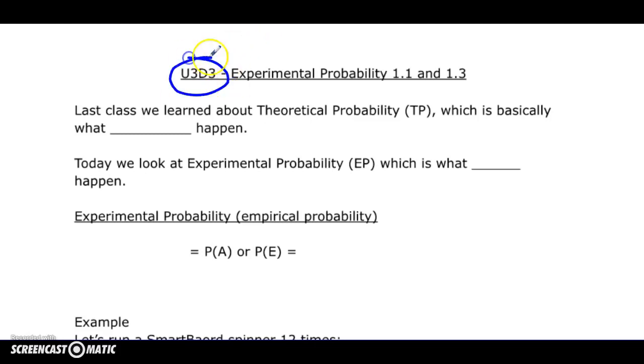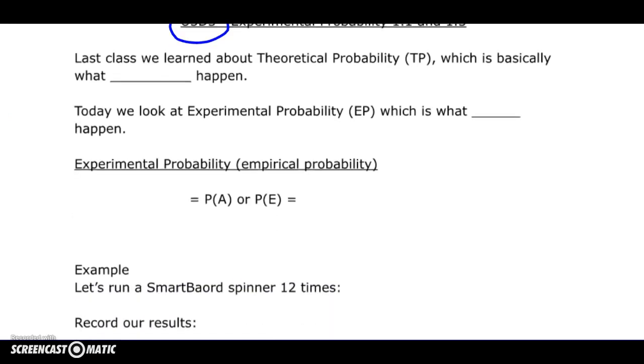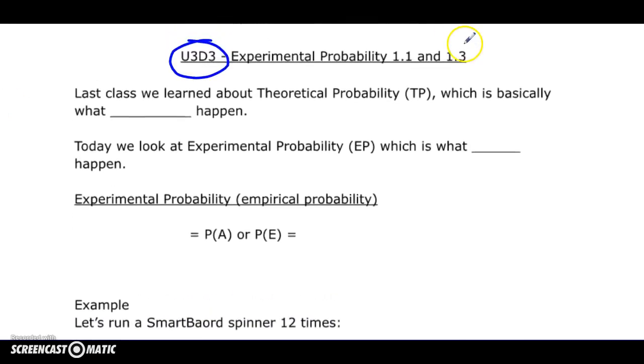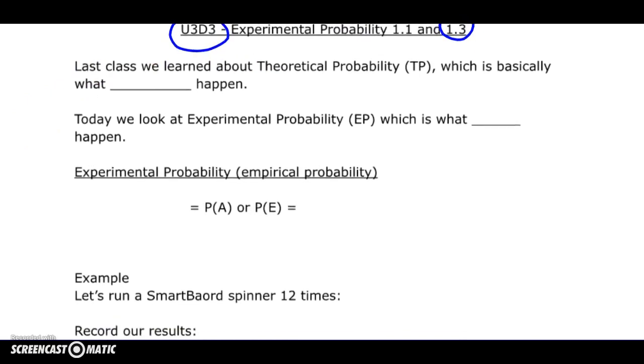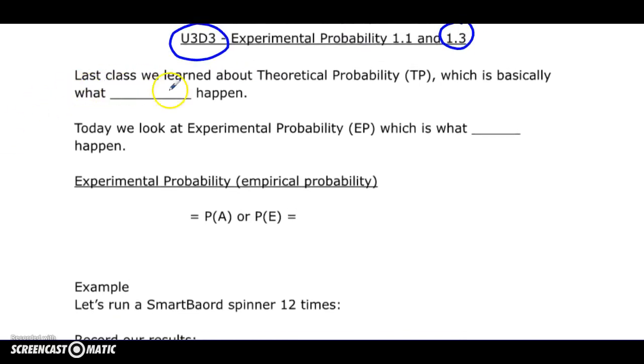Okay, so real quickly, experimental probability. This is section 1.1 and 1.3. 1.1 introduces it, and 1.3 compares it to theoretical probability. So last day we looked at theoretical probability, and that's what should happen, and what actually happens is experimental probability.